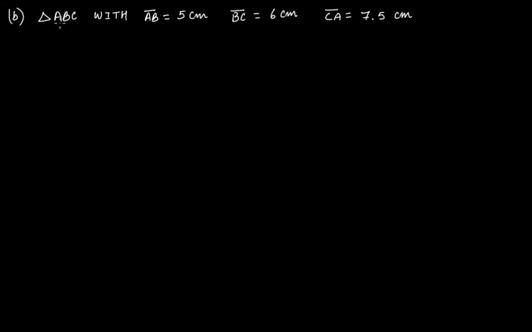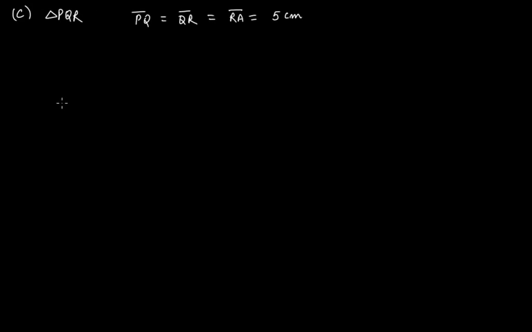In this, you have a triangle ABC with sides AB as 5 centimeter, BC as 6 centimeter, and CA as 7.5 centimeter. Again, the lengths of the sides are given, and none of these three lengths are equal. That is, none of these three sides are equal. So again, AB is not equal to BC, is not equal to CA. Therefore, it is a scalene triangle once again.